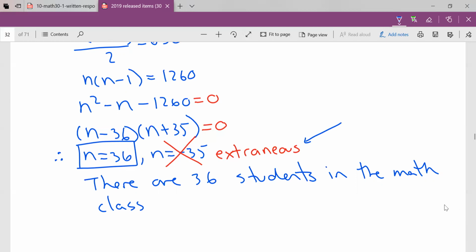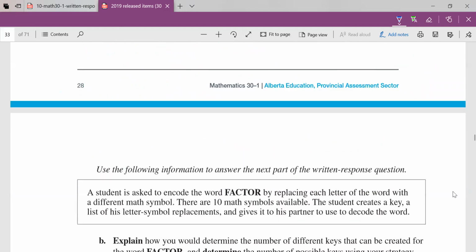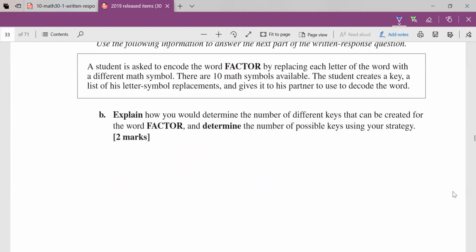All right. One more to go, friends. And my voice might just hang in there until the end. Let's find out. A student is asked to encode the word factor by replacing each letter of the word with a different math symbol. Interesting. There are 10 different math symbols available. The student creates a list of his letter symbol replacements and gives it to his partner to decode the word.